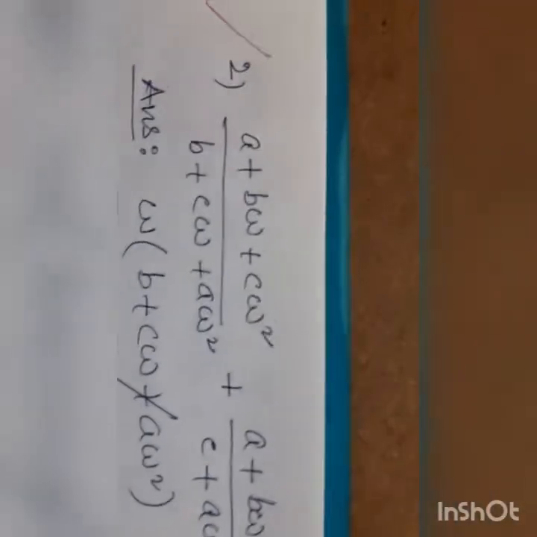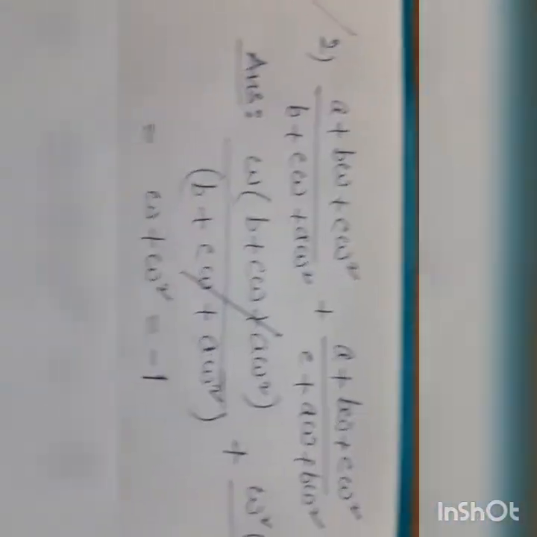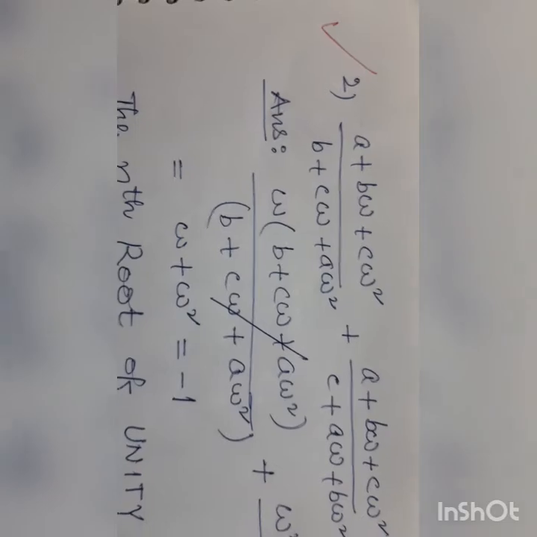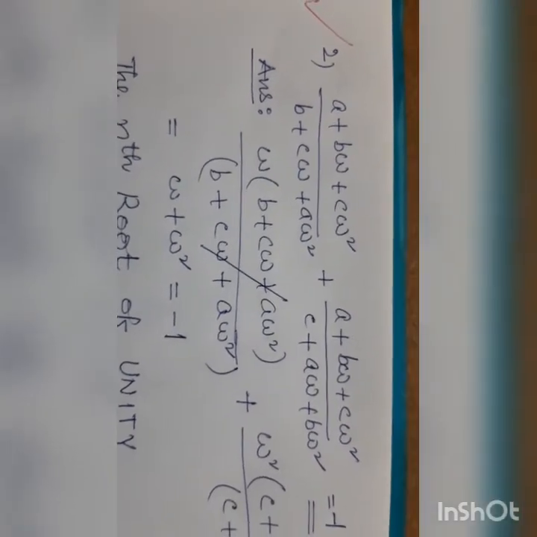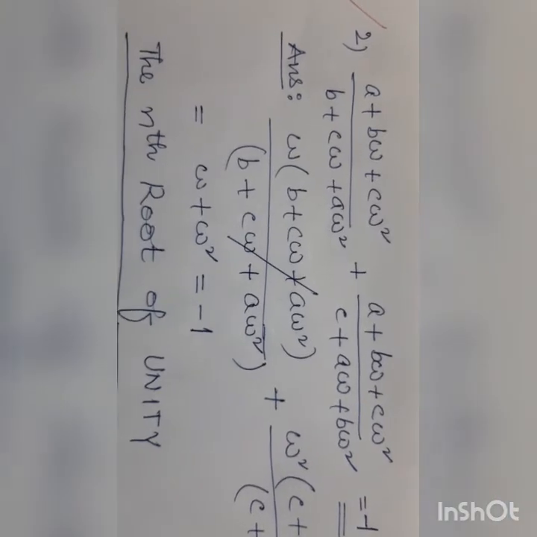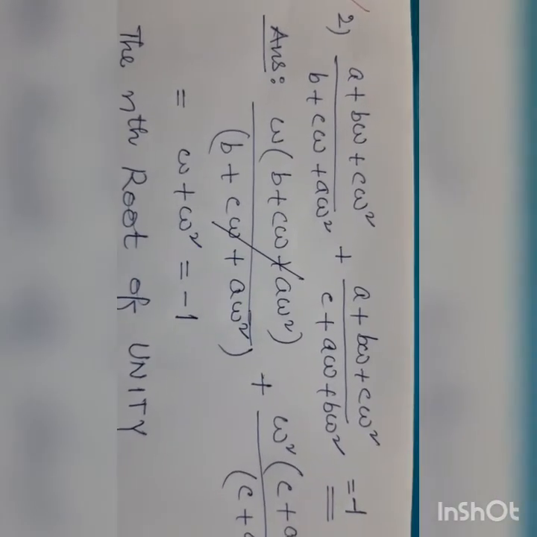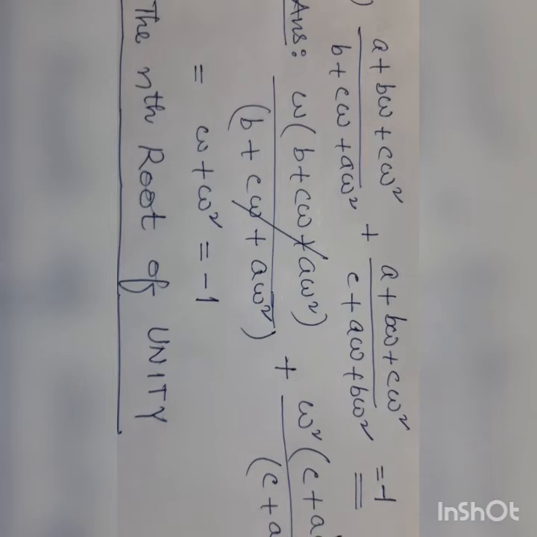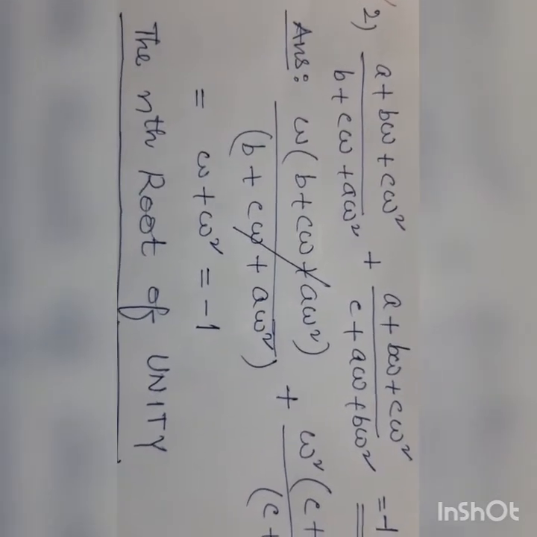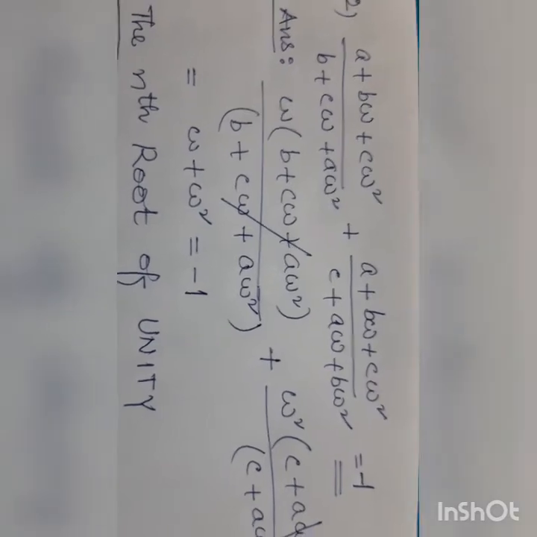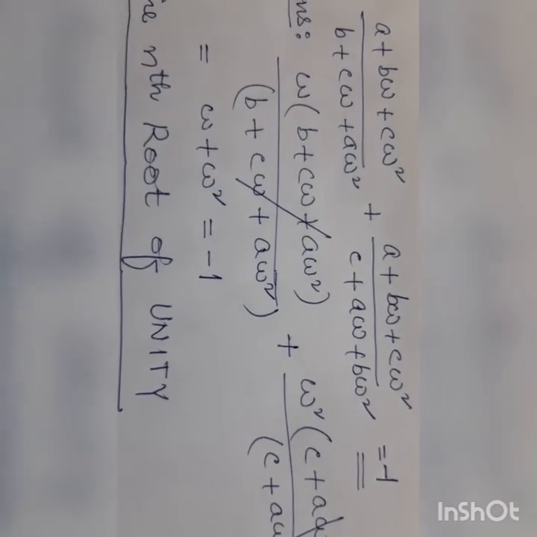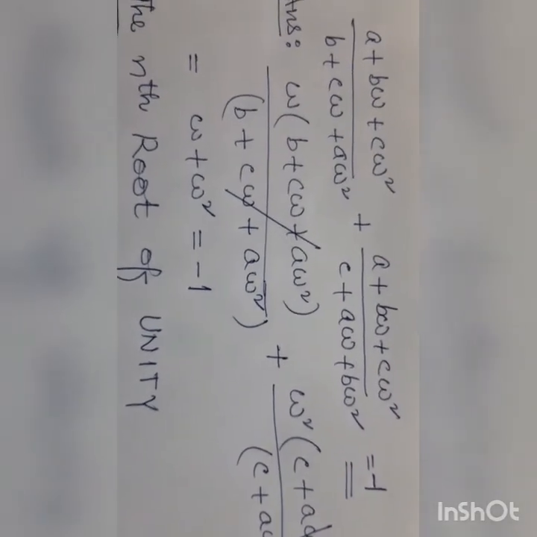See here, the second model application, the omega application. For the omega application, it was given (a plus b omega plus c omega squared) by (b plus c omega plus a omega squared), plus (a plus b omega plus c omega squared) by (c plus a omega plus b omega squared), is always minus 1.